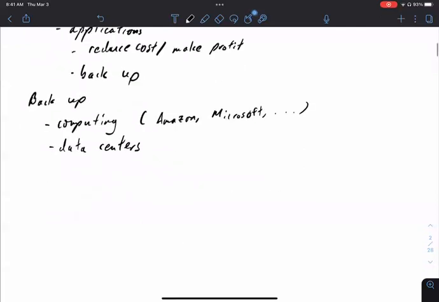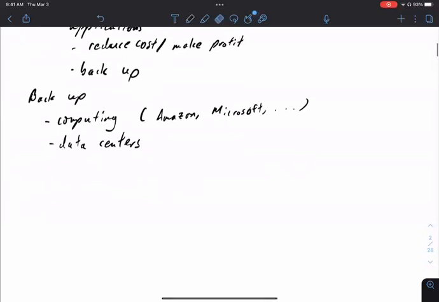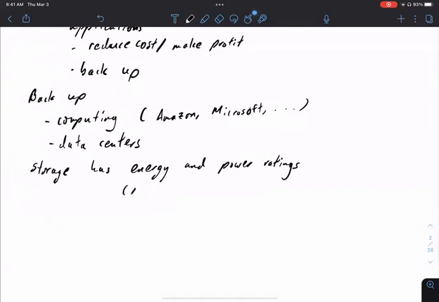So storage has energy and power ratings. If I buy a storage, you ask how big of a storage do you want, and how fast should it output power? That's the question I'm asking. So this is in terms of, let's say, kilowatt hours, and this is in terms of kilowatts. How much stuff do I have, and what can my output be?